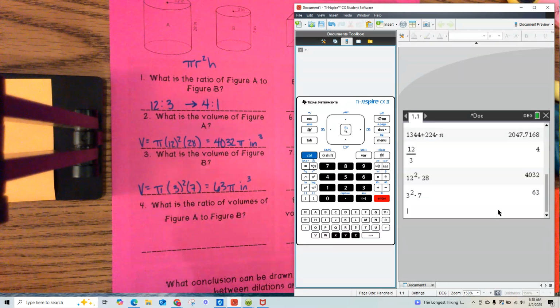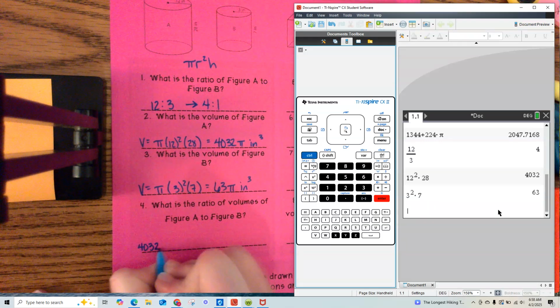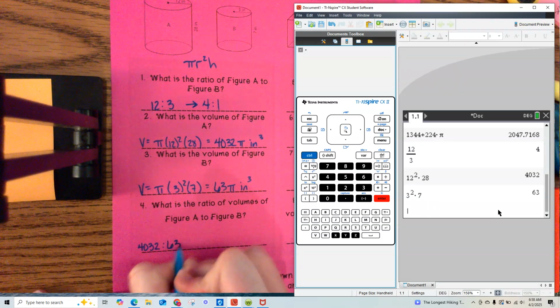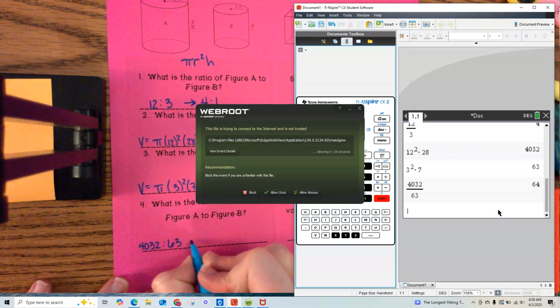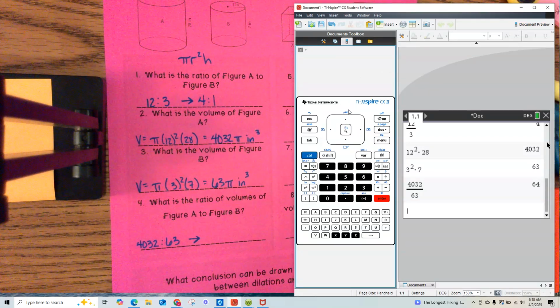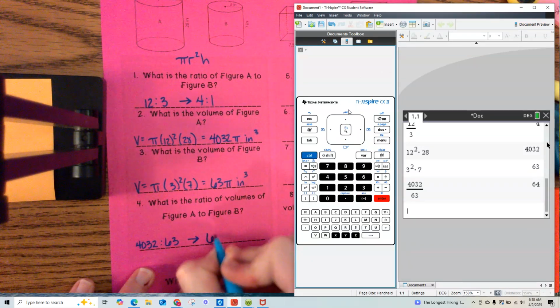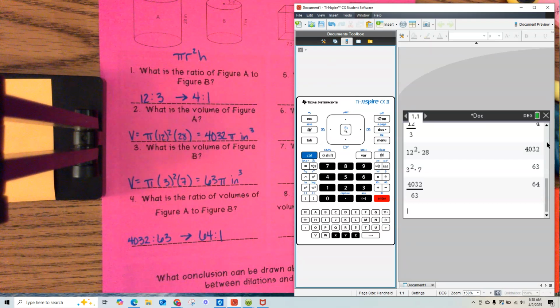So it says, what is the ratio of volumes of figure A to figure B? So we would just write that. I'm going to do it like this, 4032 to 63. If you notice, I dropped the pi's. The pi's cancel each other out in the long run. I want to simplify that though, so I need to type it in like a fraction. 4032 over 63. I get 64. I am so sorry, guys. I do not know why that is running crazy today. But remember, I have to use two numbers. So 64 over 1.